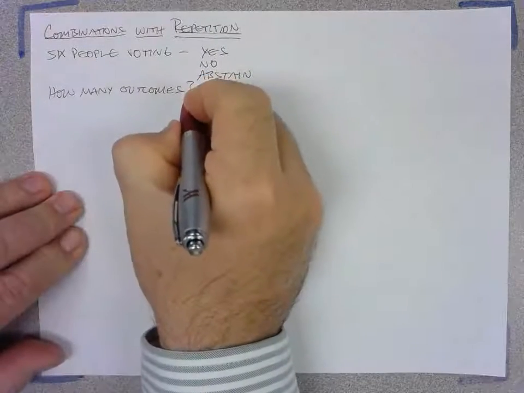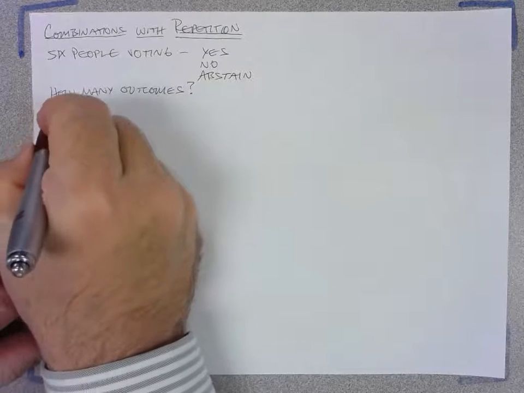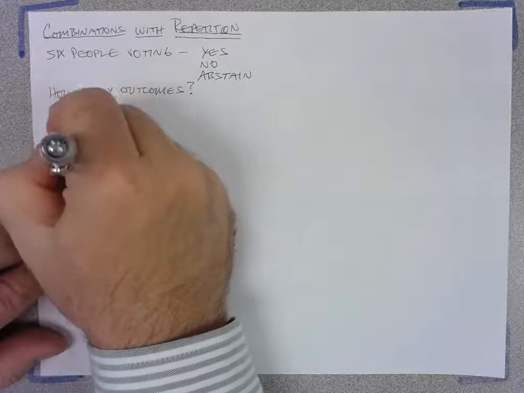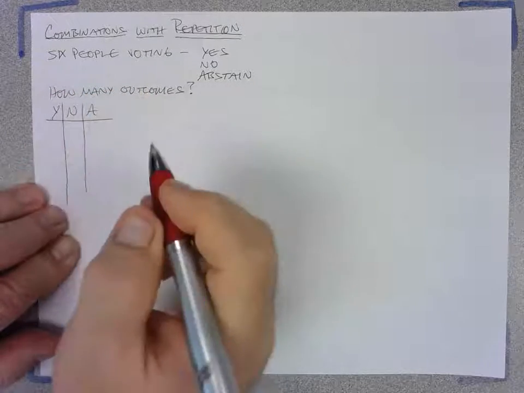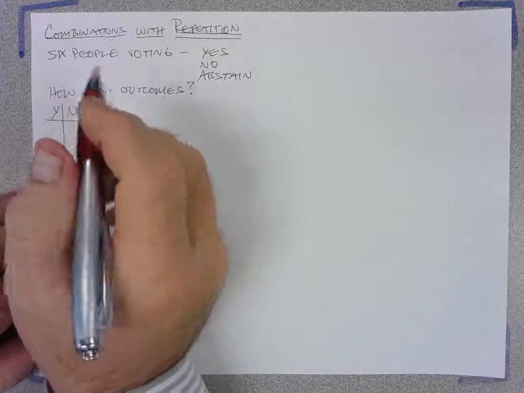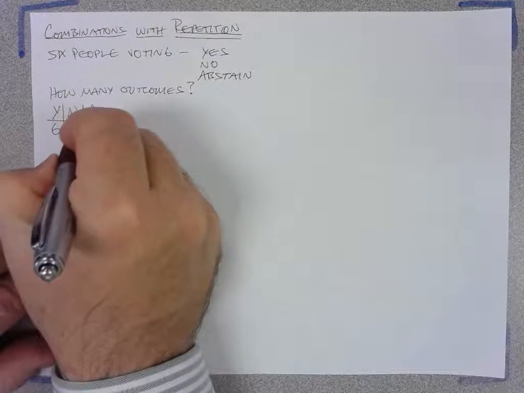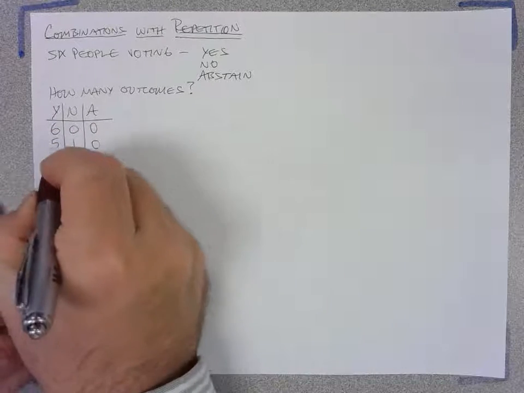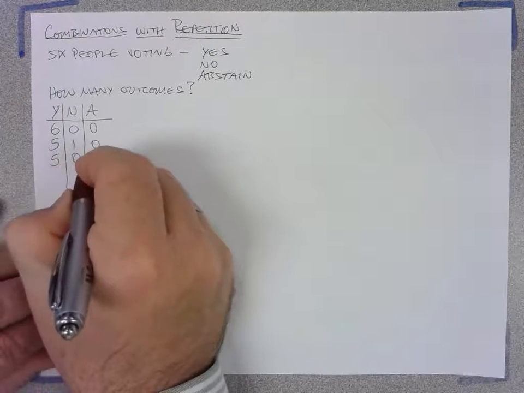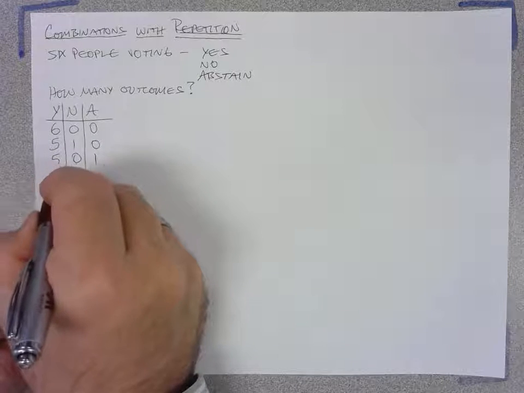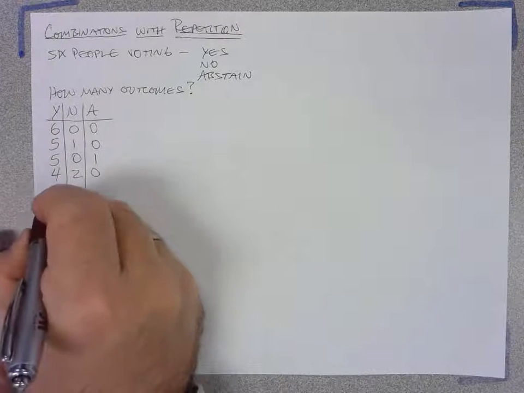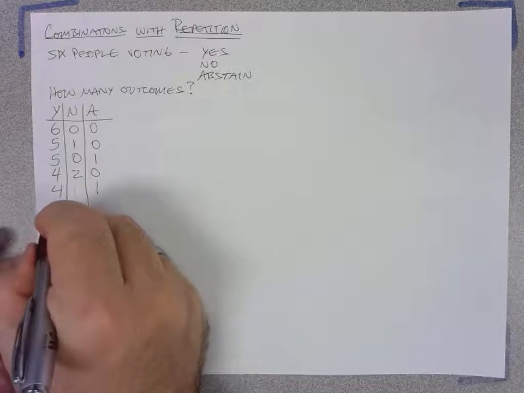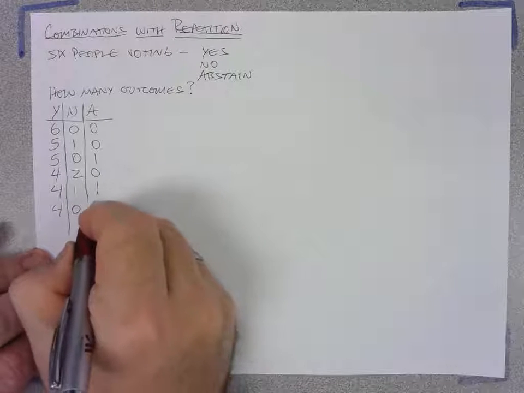If we want to know how many different outcomes are possible, we could set up a table and do something like this: yes, no, and abstain. And we could go ahead and write this all out. Let's suppose that we have 6 yeses. That would look like this. Or we could have 5 yeses and a no. Or we could have 5 yeses and an abstain. We could have 4 yeses and 2 no's. 4 yeses, a no, and an abstain. We could have 4 yeses, nobody saying no, but 2 abstaining.